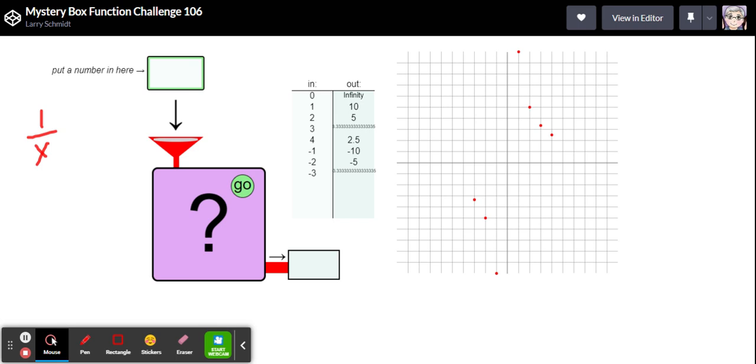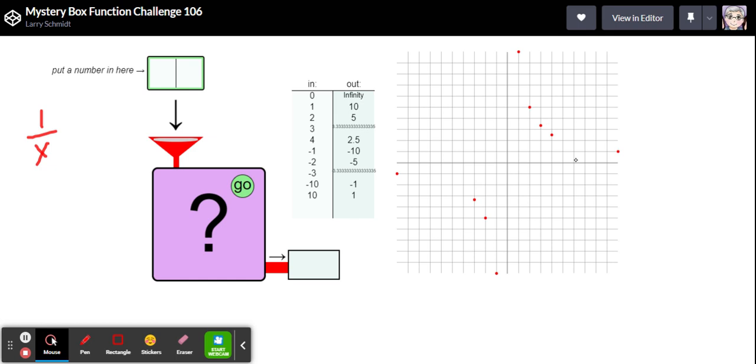I'm just going to try some numbers pretty far out. So I'm going to do a negative, well, let's do a negative 10. And that gives us negative 1. And how about a 10? And that gives us a 1. Okay, I think I know what's going on here.